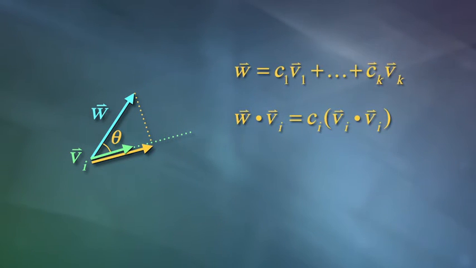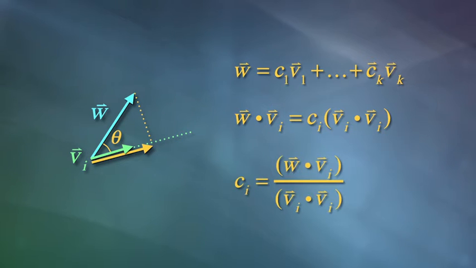The representation of W in terms of the Vi is unique because if you take the dot product with Vi, all the terms vanish by orthogonality except the ith term, so that W dot Vi is indeed Ci times Vi dot Vi. Division then shows Ci equals W dot Vi divided by Vi dot Vi, as we claimed.